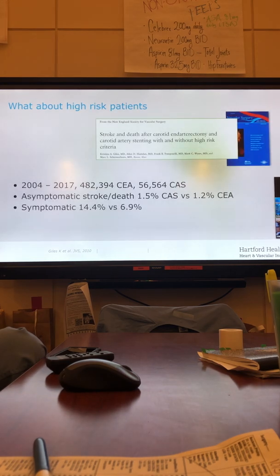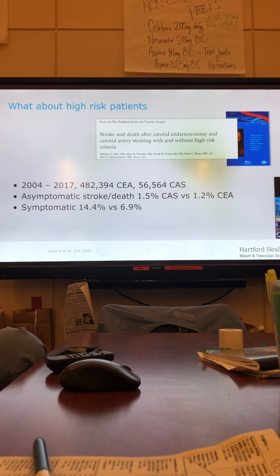So this is basically, we apply high-risk criteria, and we look at stenting or CEA. This is actually 2004 to 2007, okay? And they looked at, for asymptomatic patients, an overall 1.5 risk of stroke and death with carotid stenting and 1.2 for CEA, all right?